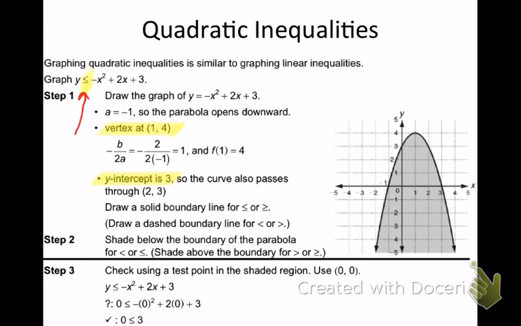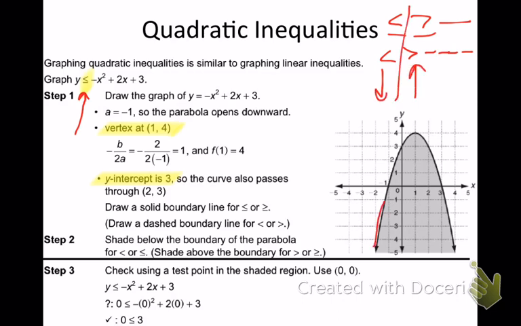For example, if it's less than or equal to, is it going to be a solid or dashed line? Who remembers? It's going to be a solid. Remember, I have solid lines for less than or equal to, greater than or equal to. If I have a less than or greater than sign, I have a dashed line. And then do I shade above or below if it's less than or equal to? I'm going to shade below. That's when I shade below, and that's when I shade above.